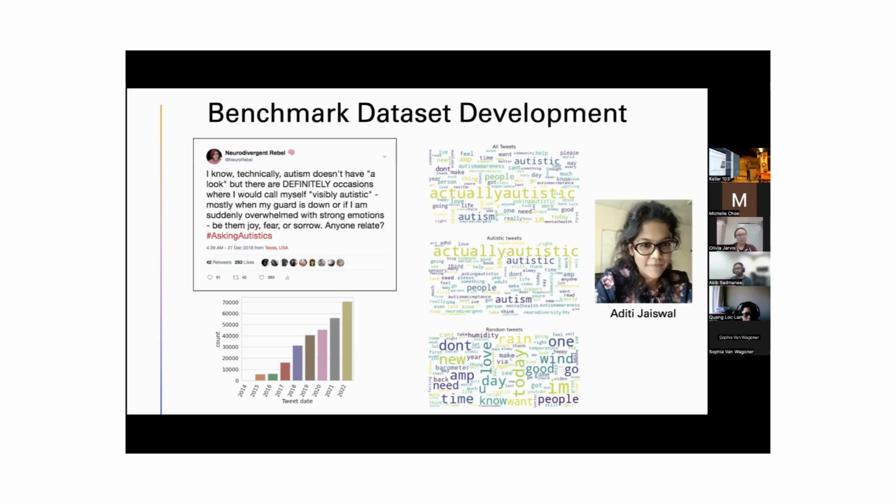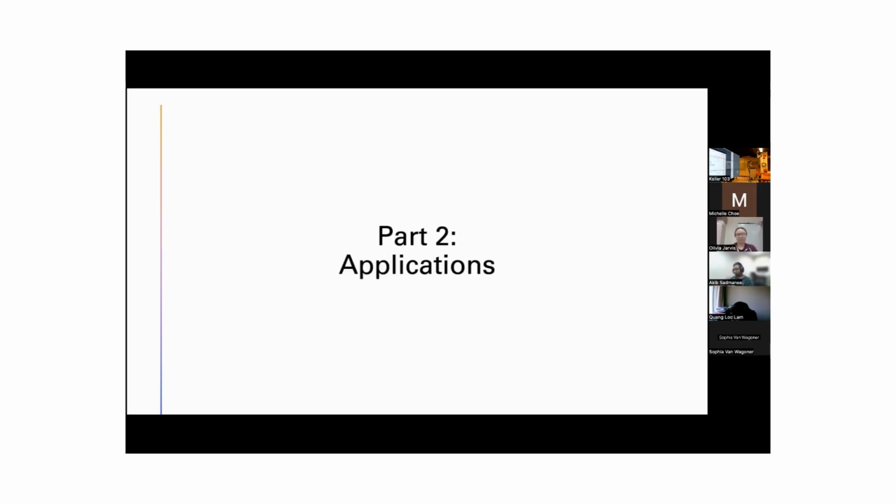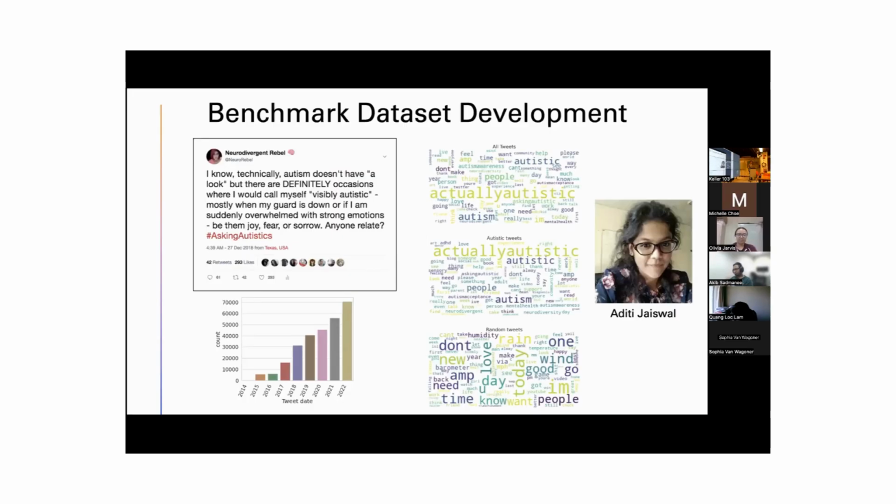So what Aditi did was mine Twitter, and I think she has millions of tweets that she mined, both of people who use this hashtag actually autistic, and then matched people who don't use it. Some of them may have autism, but it's more representative of the average population, using the law of large numbers. And we're looking at releasing this as a new NLP diagnostic data set for other people to look at. So those are methods that I'm really interested in.